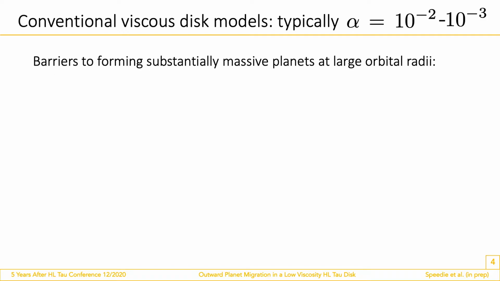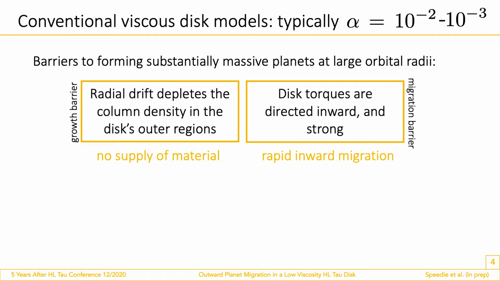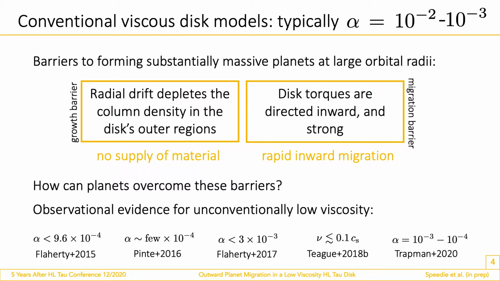Historically, in conventional viscous disk models, there are barriers to forming planets at large orbital radii. Firstly, radial drift can quickly deplete the outer regions of the disk of any planet-building material. Secondly, the torque balance on these low-mass planetary embryos tends to drive them inwards to small disk radii, and the rate of inward migration can be very rapid, on the order of 10^5 years, which is short compared to the disk's lifetime. This is the well-known type 1 migration problem.